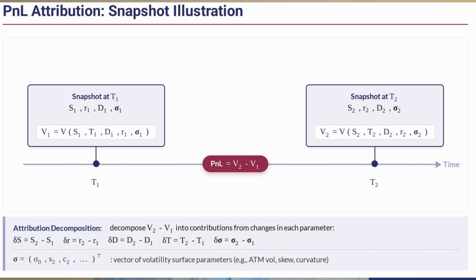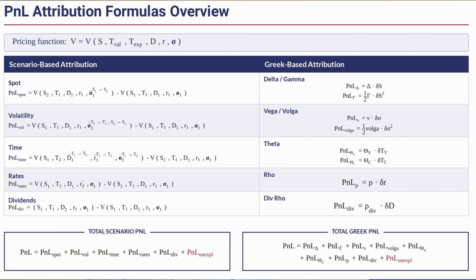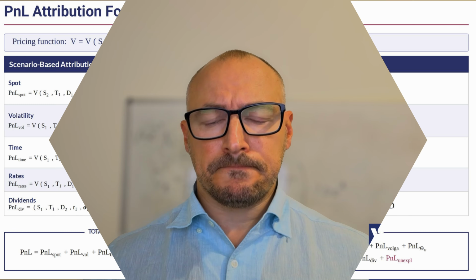PnL attribution with scenarios. Unlike PnL attribution with Greeks, in which we take infinitesimal derivatives with respect to input parameters, such as underlier price, or volatility, or rate, and then multiply those derivatives by the change in the corresponding factors, when we do PnL attribution with scenarios, we start at T1 and we change the parameter and do full revaluation with the new value of that parameter or that market data piece.